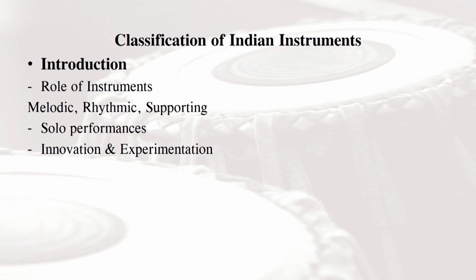Then we have rhythmic role. Percussion instruments like tabla, or mridangam in case of Carnatic music, are central to the rhythmic structure of Indian classical music. They play intricate rhythmic patterns and cycles that shape the temporal aspect of a composition. Each tal has its unique pattern of beats called matra that is repeated in cycles.